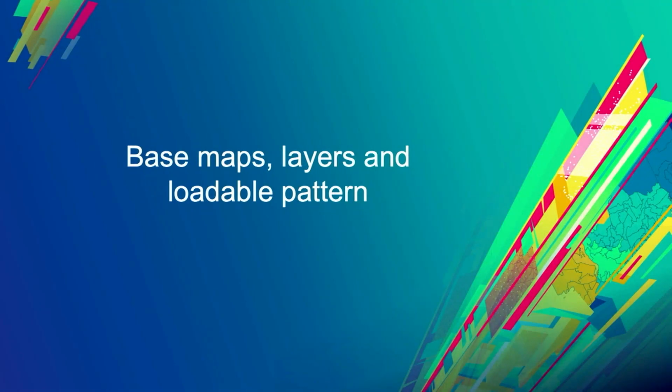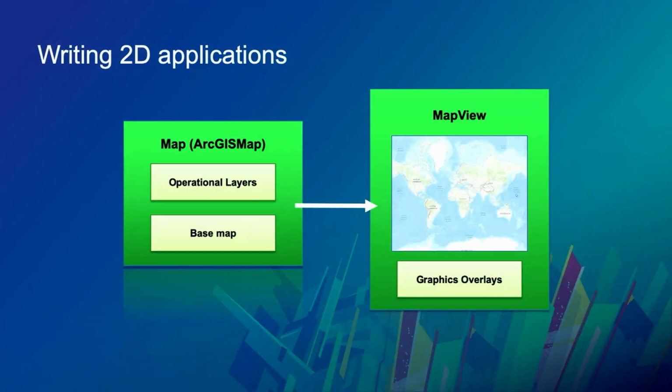So let's now take a look at some of the key concepts and classes and patterns that you need to be familiar with to write your own runtime application. So we'll just start off by talking about 2D applications. To write 2D applications, there are two key classes that you need to work with. So first of all, there is a map. Well, we actually call that the ArcGIS map in Java.